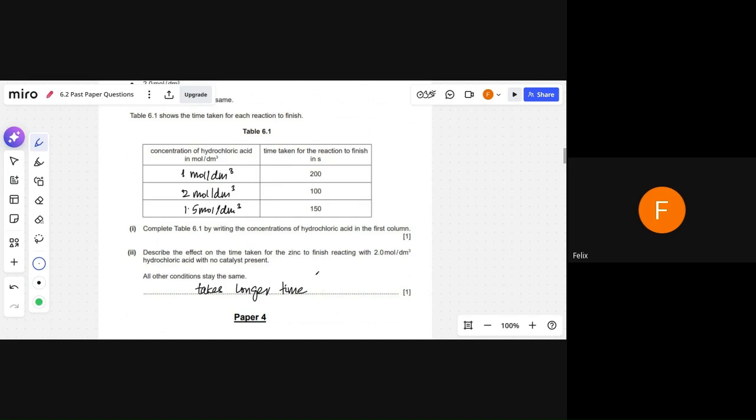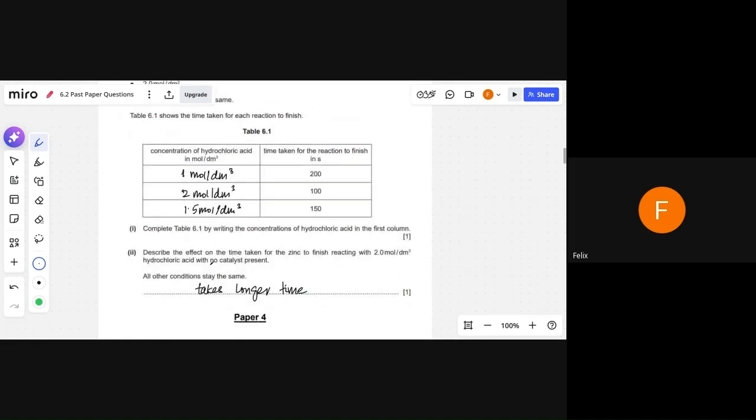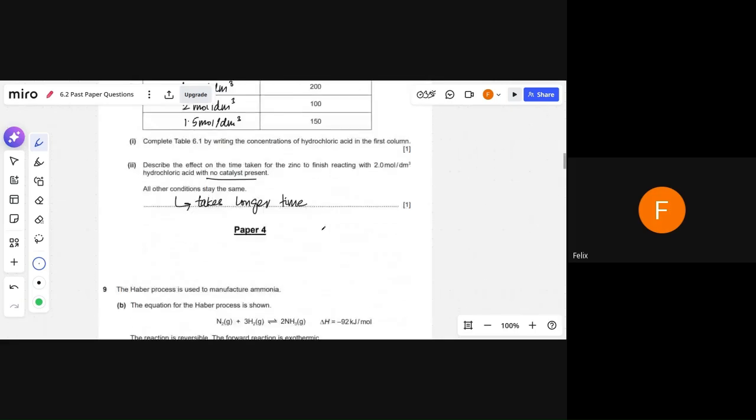So we know that a catalyst speeds up a reaction, but if a catalyst is not used, then you see it says that in the presence of a catalyst, it's going to speed up the reaction. But now in this question they are saying that with no catalyst present, so it will definitely slow down, and it will take longer time. So I hope this is clear.